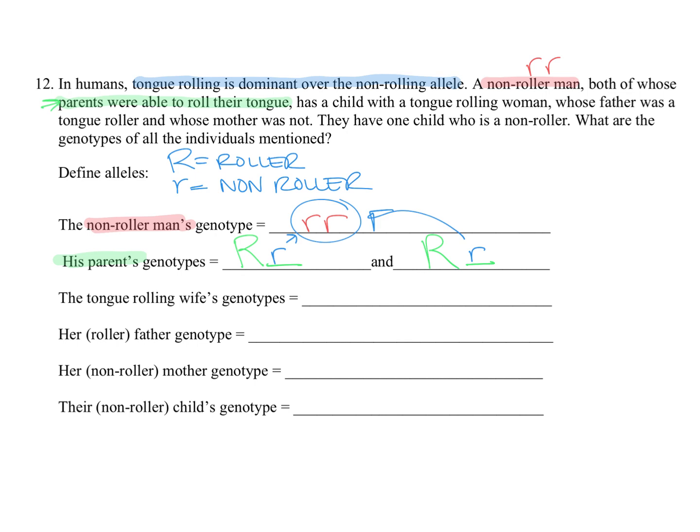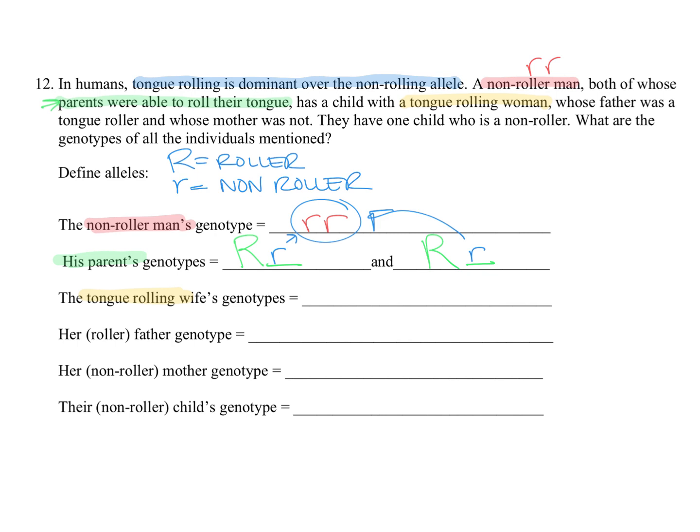Okay, so you're going to keep doing this. Again, I recommend using a highlighter for each person. So for example, if you keep reading, the non-tongue rolling man has a child with a tongue rolling woman. So next you will do the tongue rolling wife's genotype, and you'll keep going.